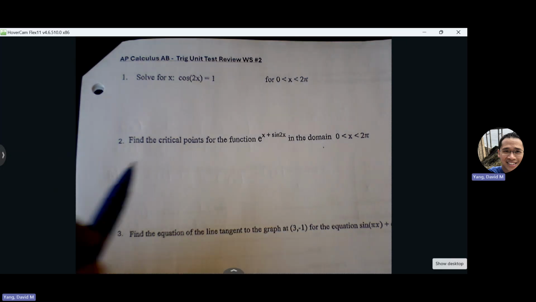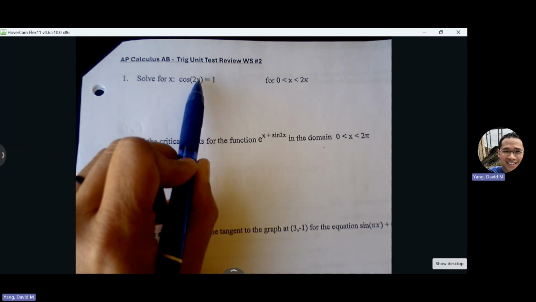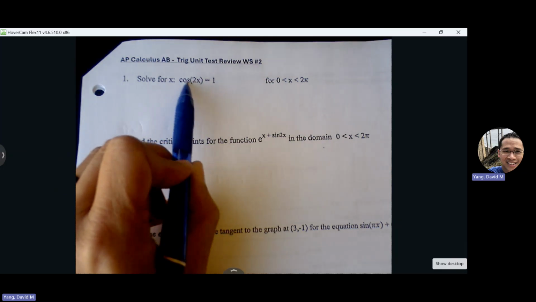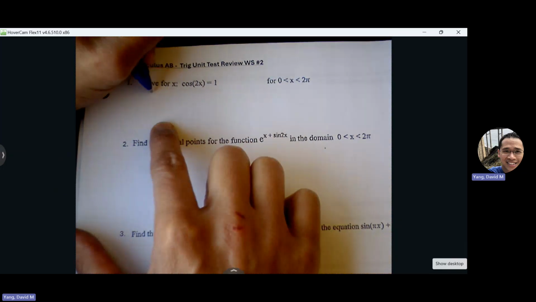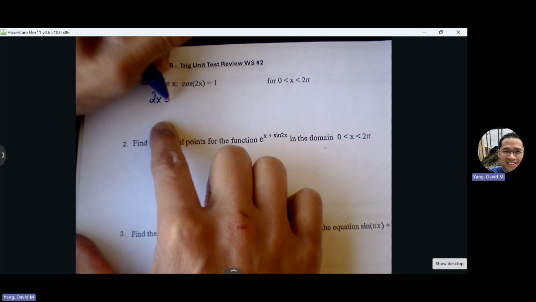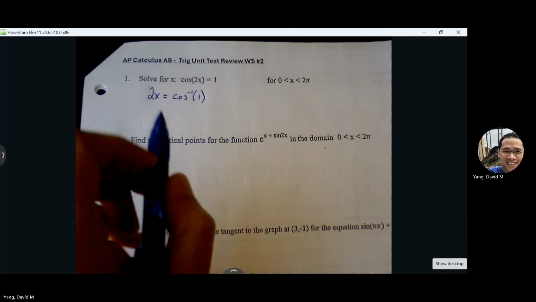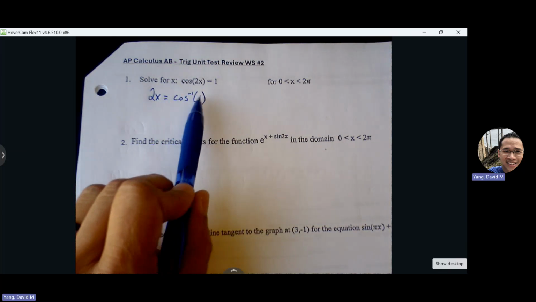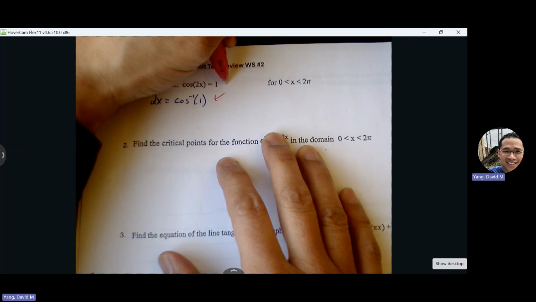So let's use inverse trig. Inverse trig can allow us to handle anything other than 2x. It can even handle 3x or 4x or 5x. We can just involve inverse trig. So move that cosine over as inverse cosine of 1. So now we're just asking ourselves, okay, when is cosine of theta equal to 1? That's basically what that notation means.